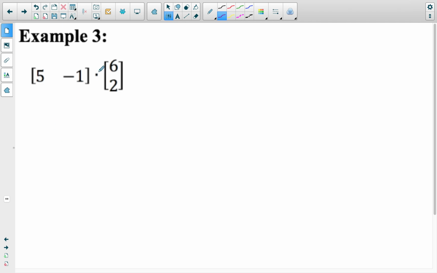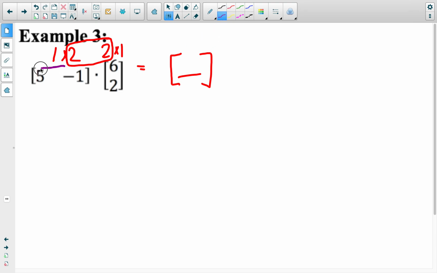So here's our next example. First thing we have to do is check and see, can we actually multiply these? Here we have a 1 by 2, and we're multiplying it by a 2 by 1. So the inside numbers are the same, so we're good to go ahead and multiply these, and the answer is going to be a 1 by 1. So our actual matrix solution is just going to be one number in brackets. Feels kind of funny to do that, but that's what we're going to end up with.